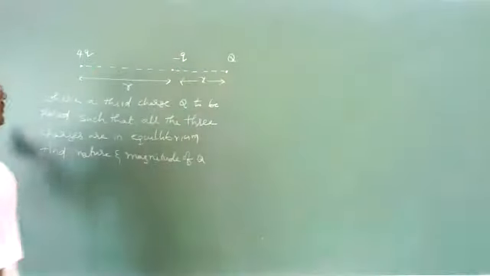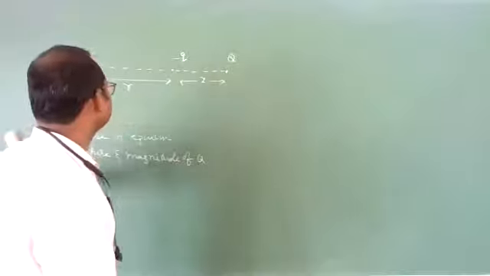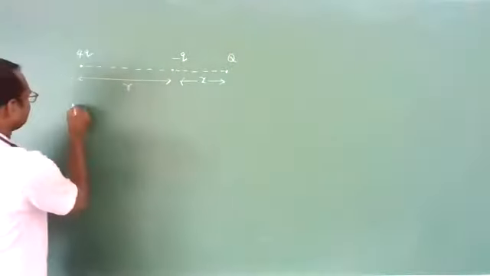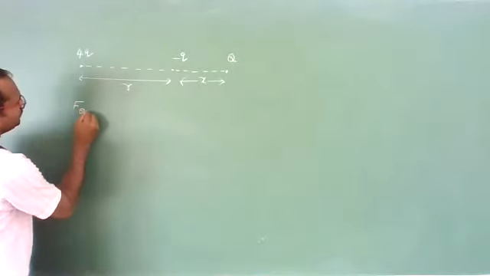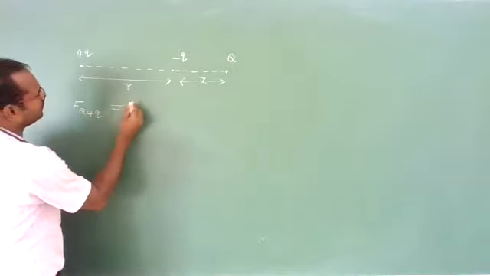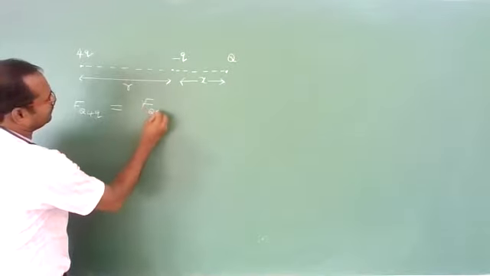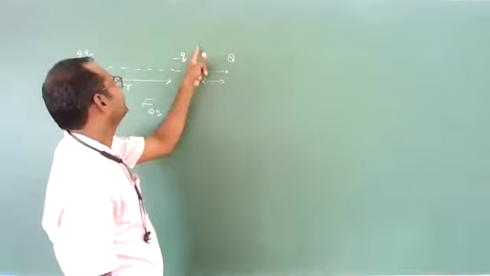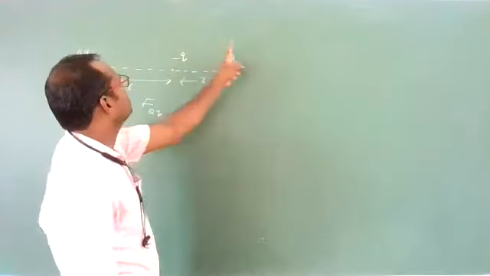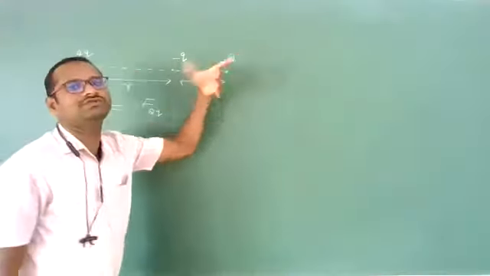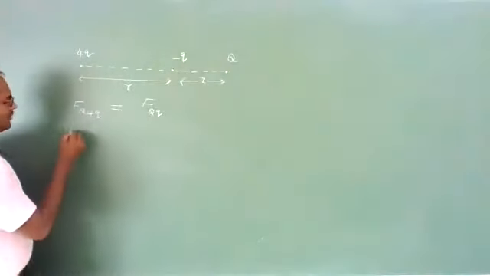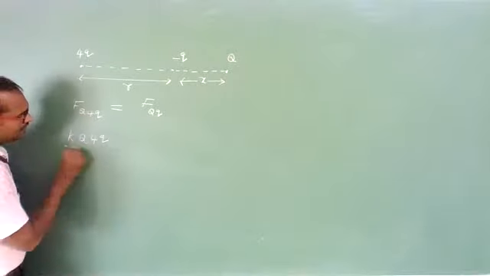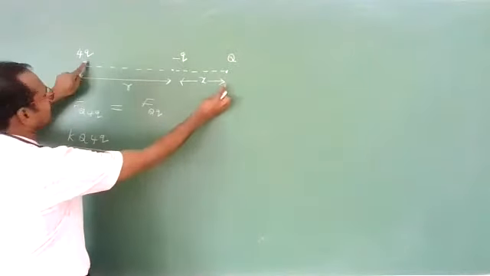We need to find the nature and magnitude of this capital Q, but first the x value. For this, what do we need to do? The force on capital Q due to 4q should be equal to the force on capital Q due to small q. Due to small q it is an attractive force, due to plus 4q a repulsive force on the other side. These two forces should be balanced.